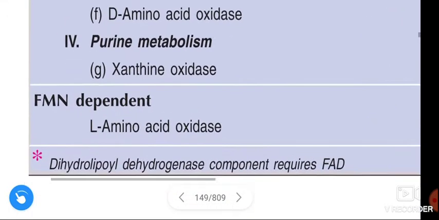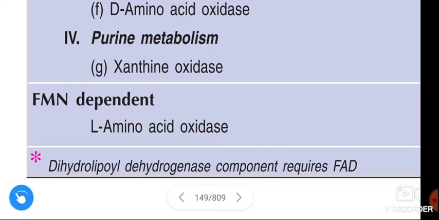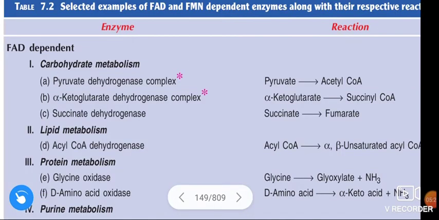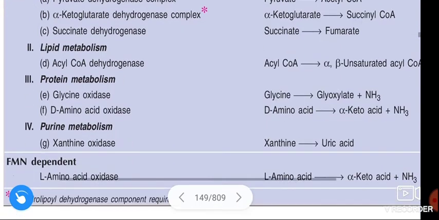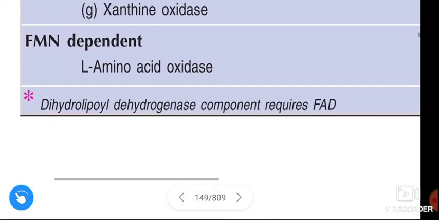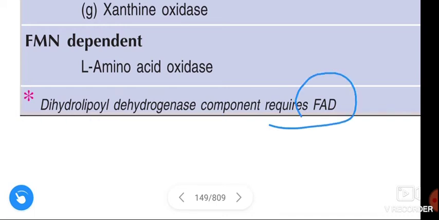When it comes to the FMN dependent, L-amino acid oxidase. This is about the biochemical functions of vitamin B2, riboflavin. Some other example is also there, that is dihydrolipoyl dehydrogenase, which also requires FAD.